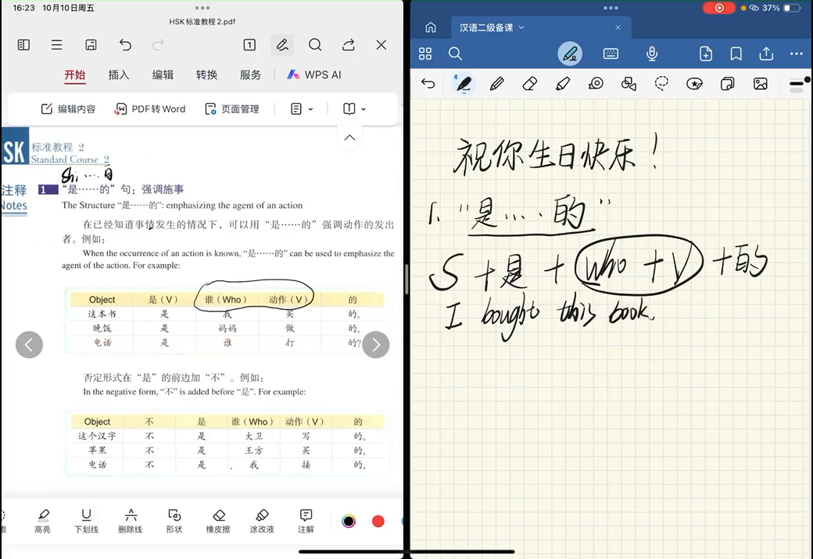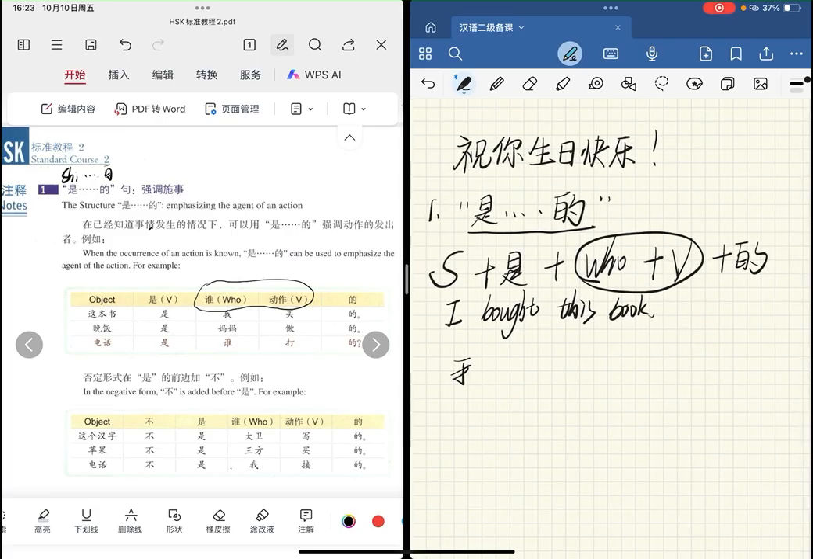So I can translate in Chinese. 我买了这本书。I bought this book. 这本书, 本 is a measure word. 这本书我买了这本书。So if I want to emphasize that I was the one who bought it, I was the one who bought it, I can use this pattern.